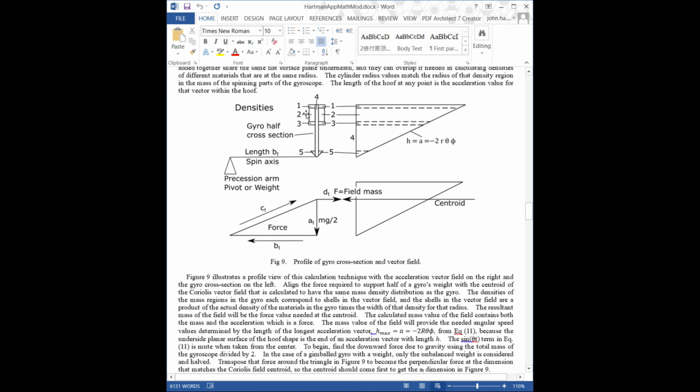Group the mass in the gyro by an inner and outer radius of a particular density. Each density group has a factor that is the width of that mass in the gyro times the density of that mass. Here, number 1 has an inner and outer radius, a summed width of material, and a density of plastic. Number 2 has an inner and outer radius, a summed width of material, and a density of iron.